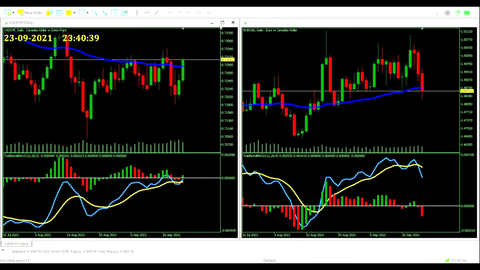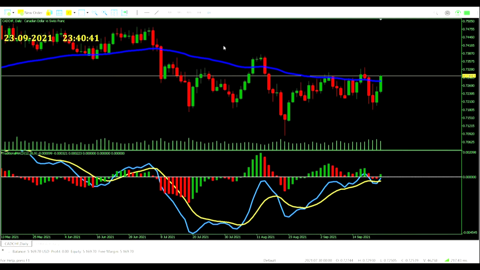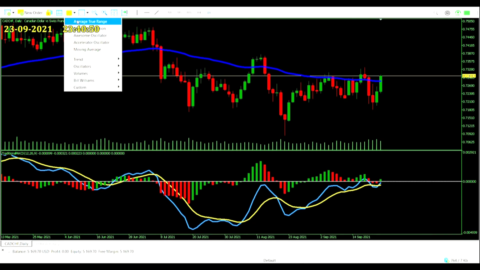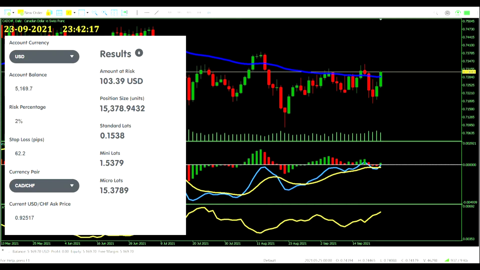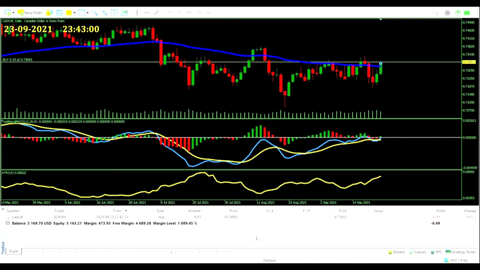So let's get onto that Canadian dollar Swiss franc pair and pull up our ATR. Our average true range value is currently 62.2 pips. That will be our stop loss distance with a 2% risk. You can see how that's calculated on screen now. So let's get into this buy trade. Our trade is in and we are a go.